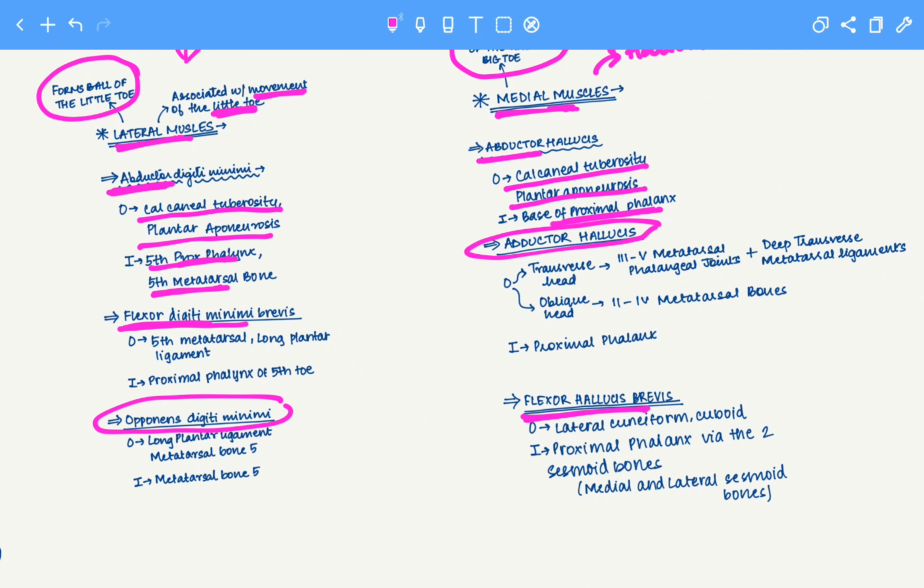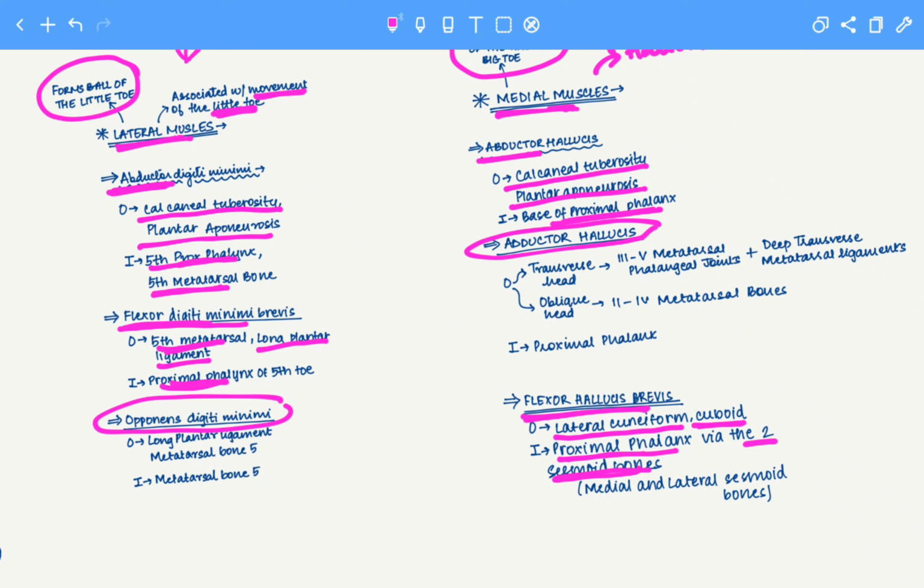Next, we'll talk about the flexor digiti minimi brevis and the flexor hallucis brevis. Flexor digiti minimi brevis is going to originate on the fifth metatarsal as well as the long plantar ligament, and insert onto the proximal phalanx. The flexor hallucis brevis will insert onto the proximal phalanx via the two sesamoid bones that are present within its tendons, but it will originate from a different site, which is the lateral cuneiform bone and the cuboid bone. If you want to know more about these bones, we have a video about the bones of the foot. You can check that out.